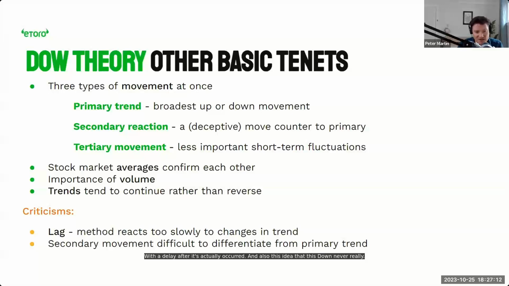And also this idea that Dow never really described, with any great specifics, the difference between the primary trend and secondary trend. The secondary trend can be difficult to differentiate from the primary trend. So you've got the big trend, and it pulls back by a large amount. That's going to look very similar to if the trend has actually ended and you're not seeing a secondary trend, you're actually seeing a new primary trend.